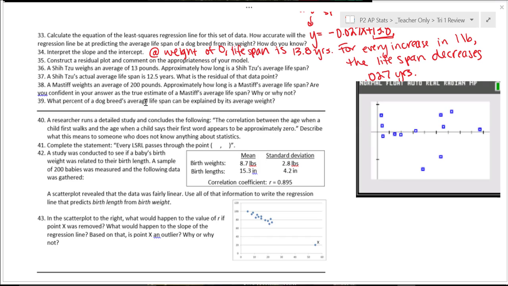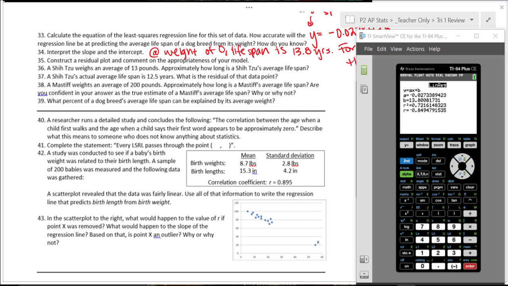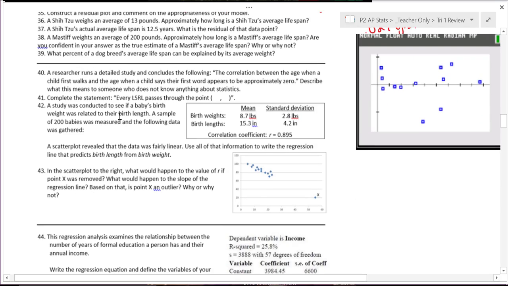I want to go over 39 really quickly, because 39 is utilizing that r² value. Remember, r² is what percent can be explained, not how accurate. I mean, yes, it is accuracy in a way. However, it's asking what percent of that variation can be explained. And so that's where that 72.2% comes from for number 39.